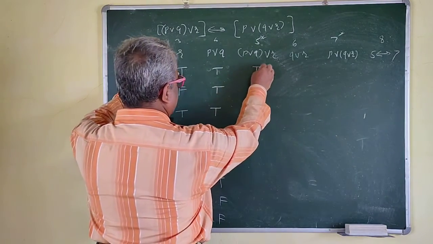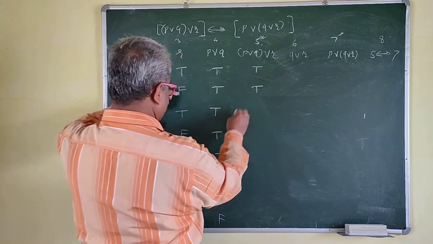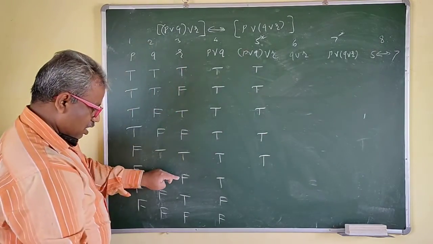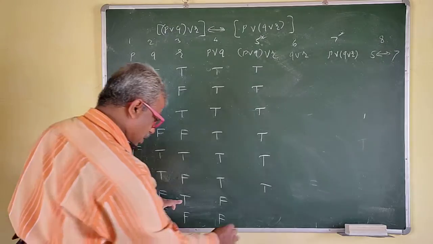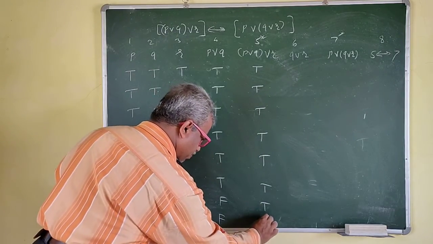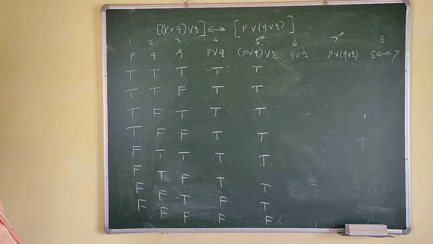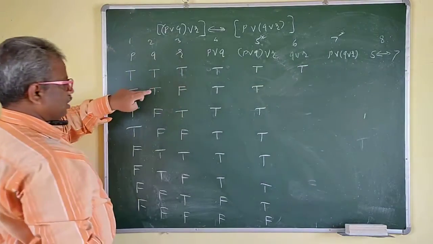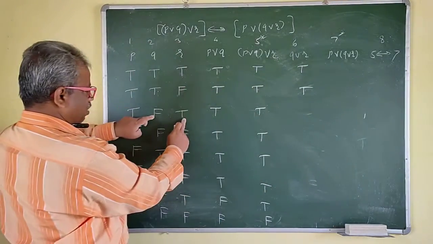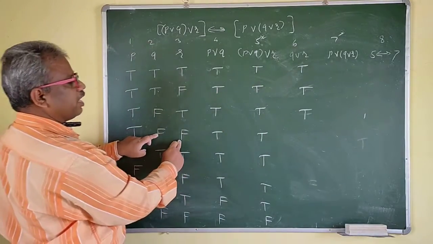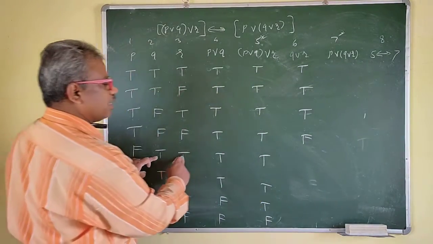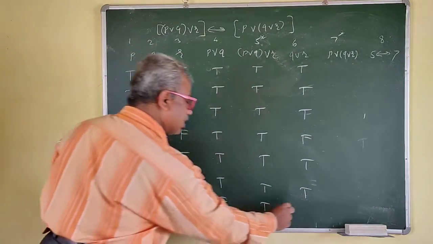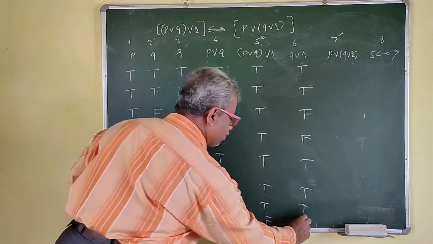So T or T is T. F or T is T. T or F is T. F or F is F. Okay. Now Q or R. T or T is T. T or F is T. F or T is T. F or F is F.